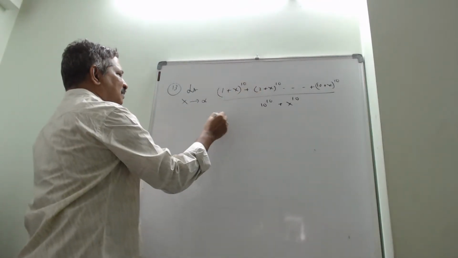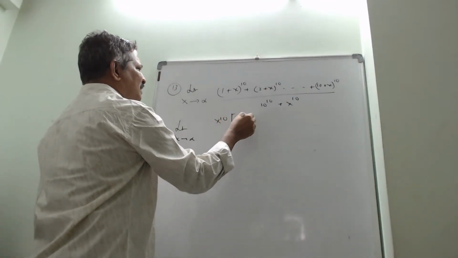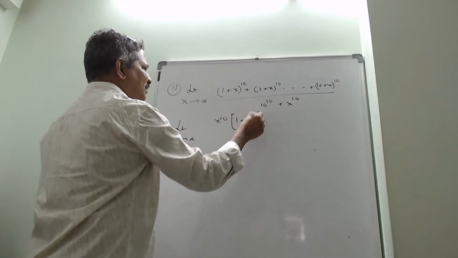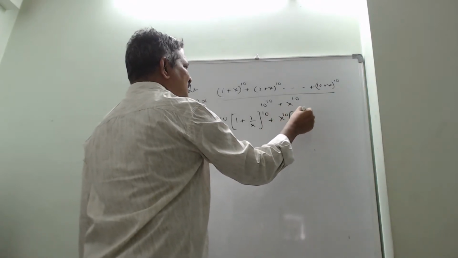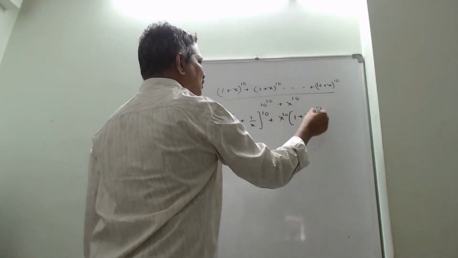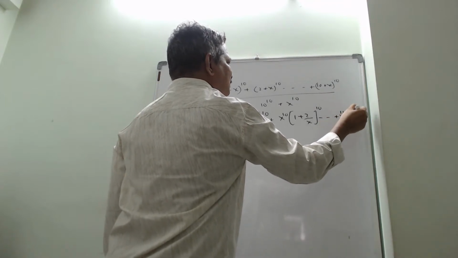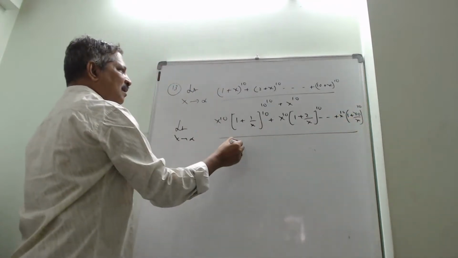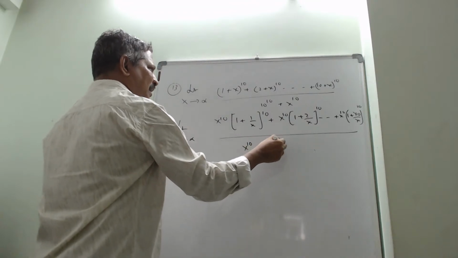I will take x power 10 common. This I can write as x power 10 common, (1 plus 1 by x power 10). Here x power 10 common, (1 plus 2 by x power 10), and so on. X power 10 common, (1 plus 10 by x power 10). Here x power 10 plus 10 power 10 as it is.